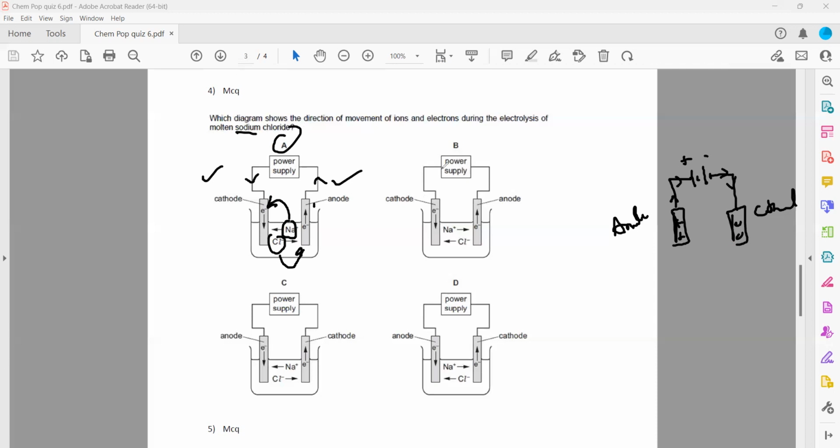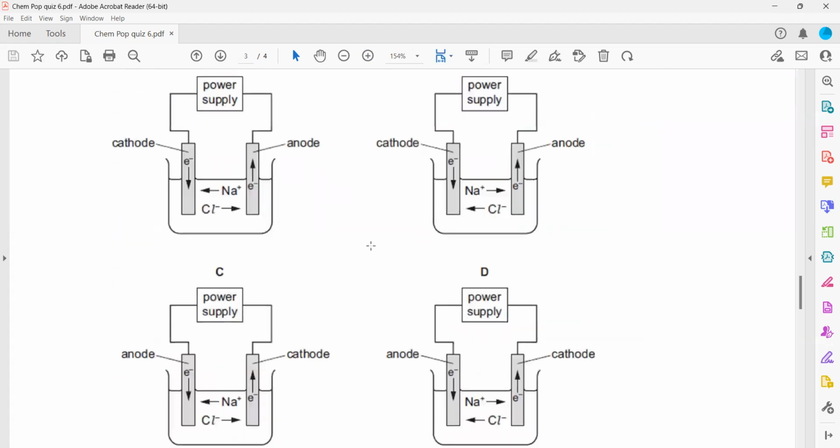Why is B incorrect? Because for B, the movement of ions is not correct. Sodium is positive, so it cannot move towards the positive anode. It should be attracted towards the cathode. So the electrons move from the negative terminal of the battery towards the cathode and from the anode towards the positive terminal. And the positive ions are attracted towards the cathode and the negative ions towards the anode.